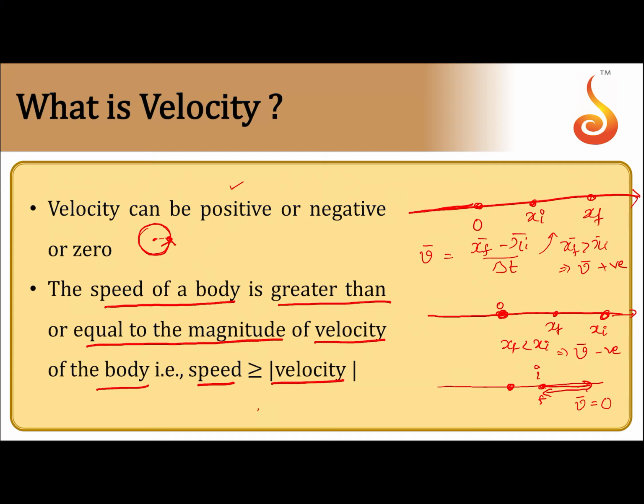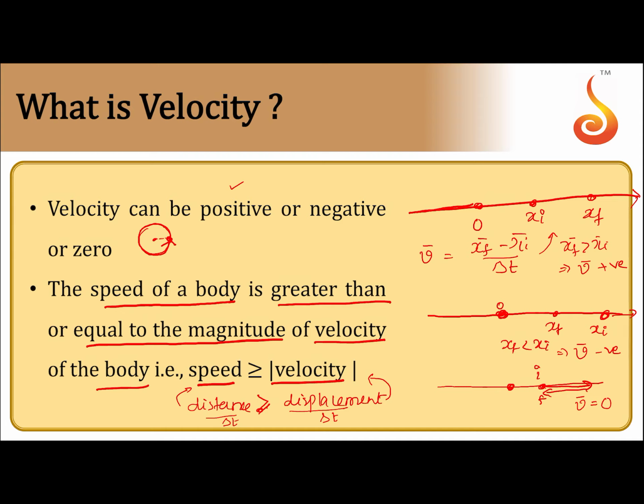How? Simple. We know that the distance travelled is greater than or equal to displacement or magnitude of the displacement. So if I divide by time on both the sides, what do I get? So let us divide both the sides by delta t. Distance by time is nothing but speed, displacement by time is nothing but velocity. So speed is greater than or equal to velocity.